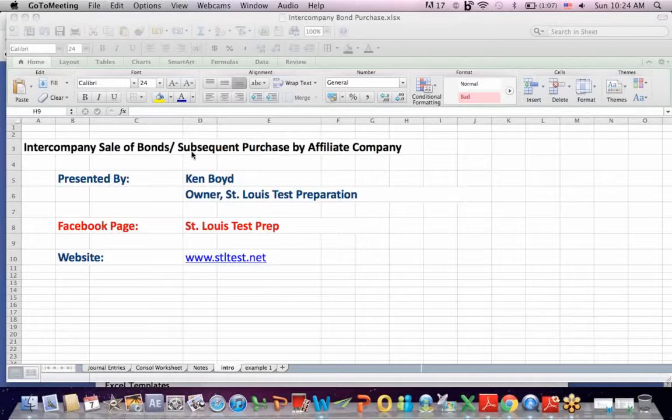Intercompany sale of bonds, a bond subsequently purchased by an affiliate company after its issue.